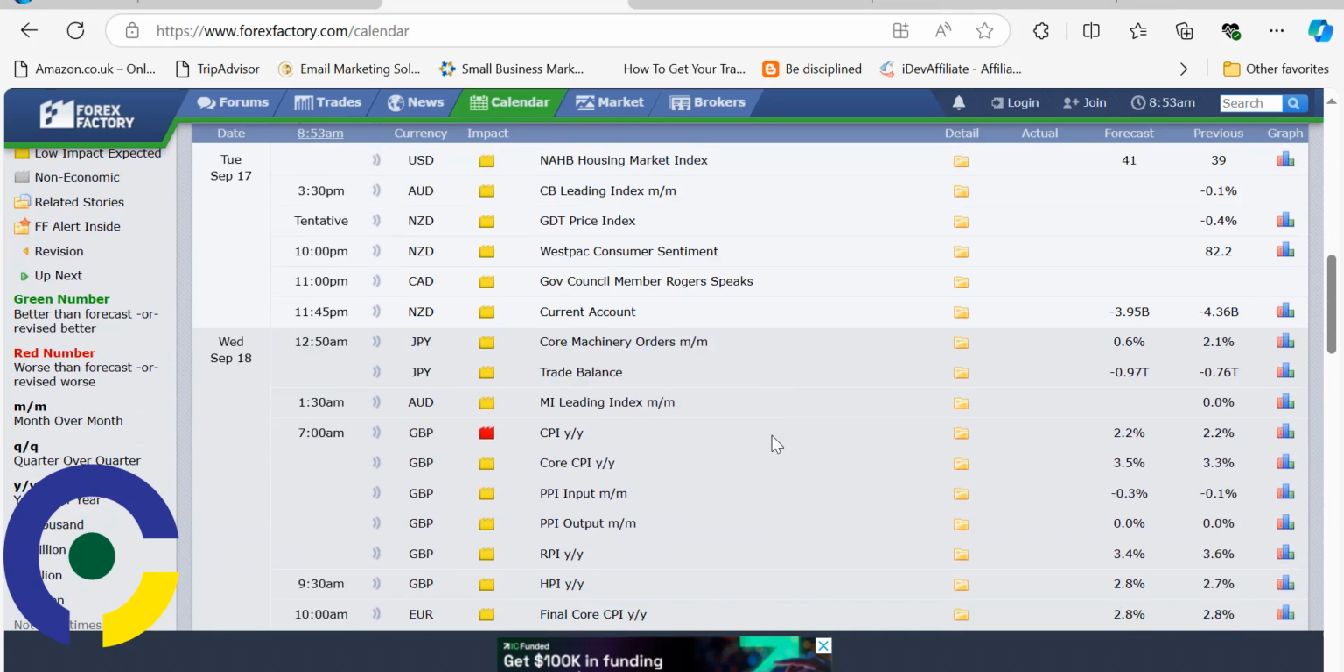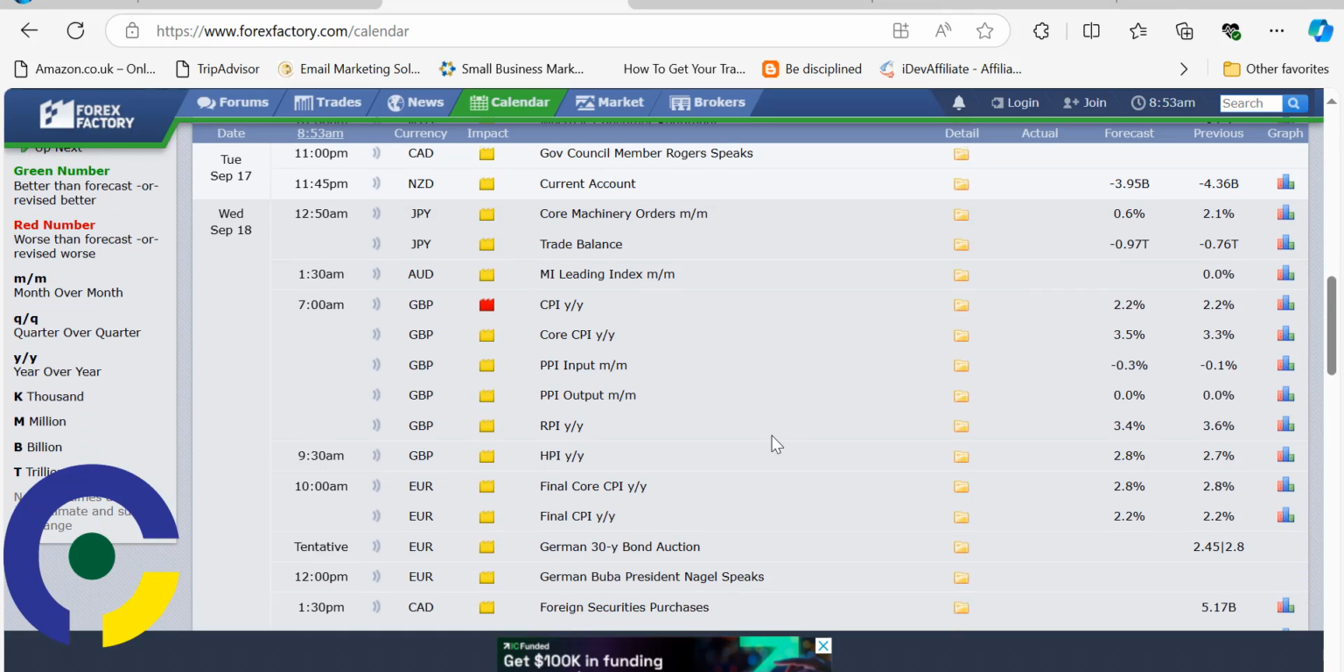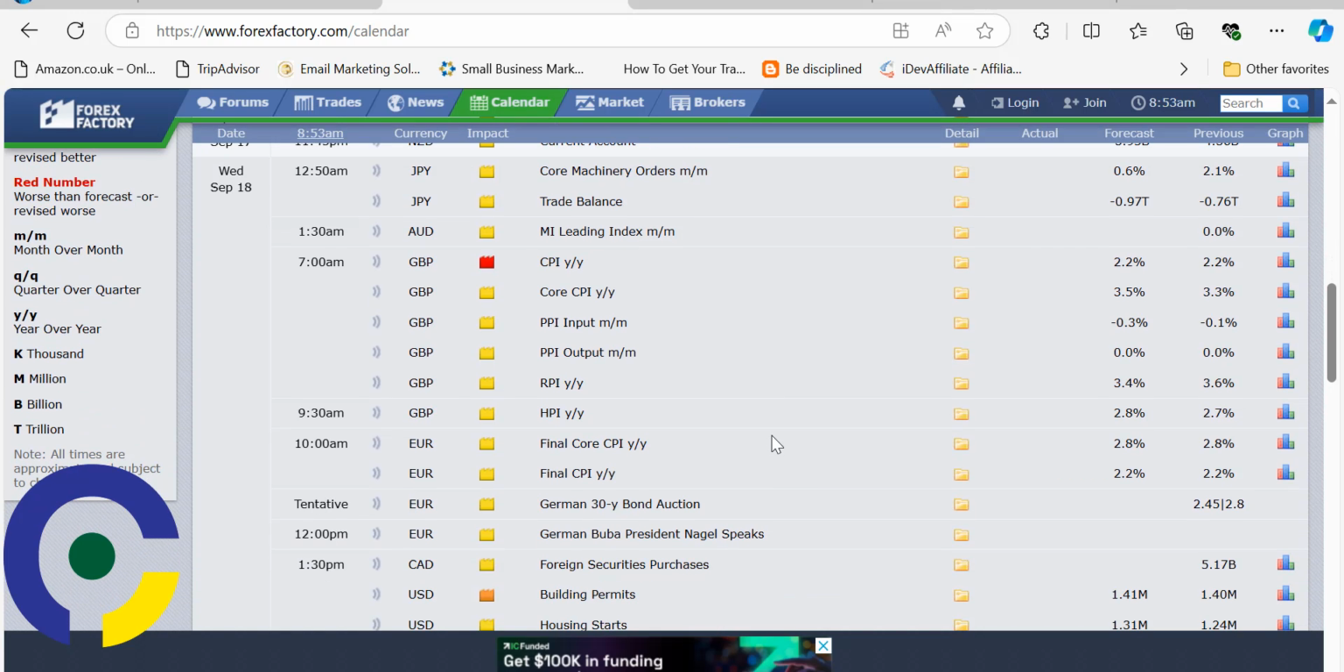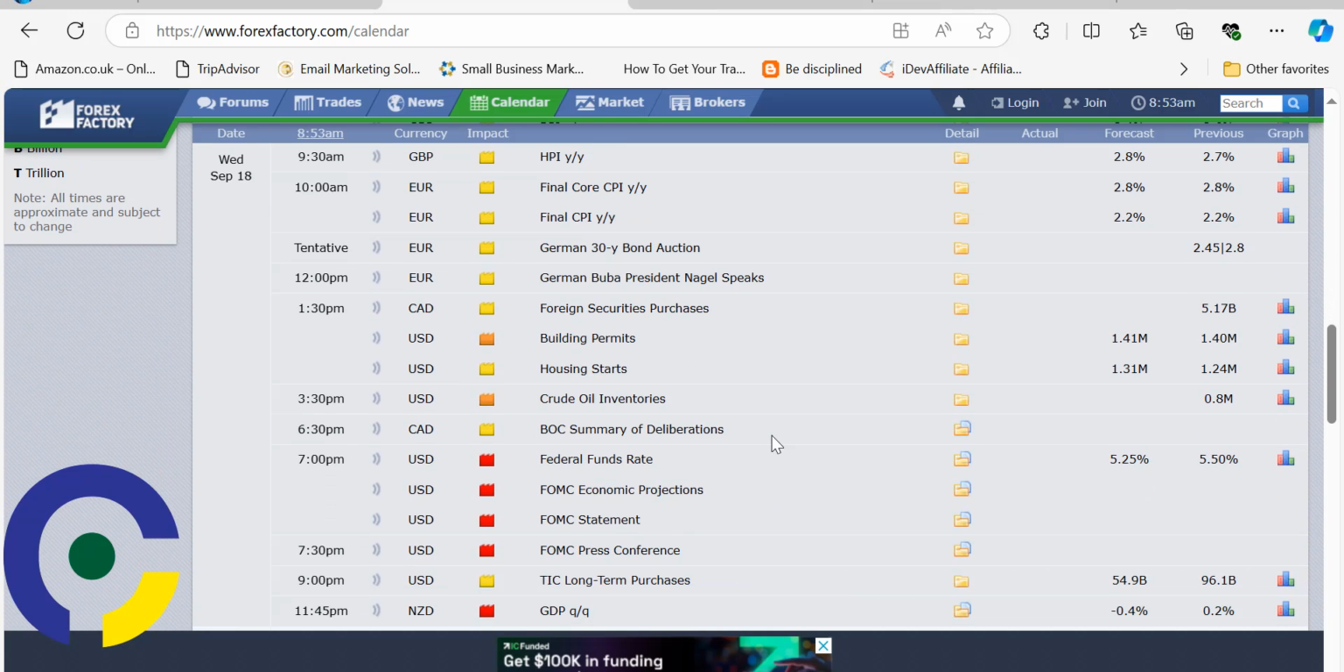And then you move on to Wednesday, which is the big day for the week. That's when the Fed will be speaking. It begins with the GBP CPI year on year at 7 a.m. And then we'll be looking at building permits, a medium impact event at 1:30. And then you go down to 7 p.m., when the federal funds rate will be released.